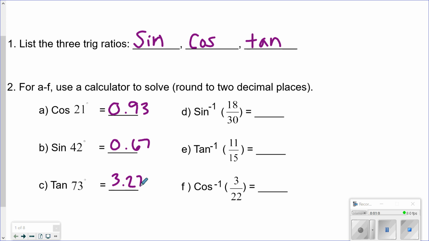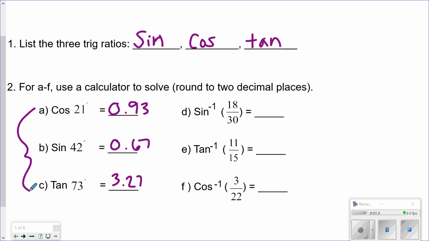Now, there will be some questions like this on the quiz tomorrow, so please make sure your calculator is in degree mode, okay? So don't just write these down in your study guide, actually plug them in your calculator, make sure you're getting those numbers. If you're not, reach out to me and I can help you get your calculator into degree mode.